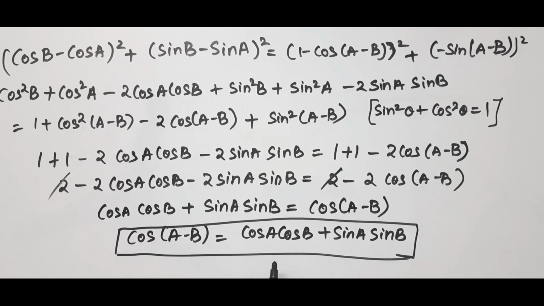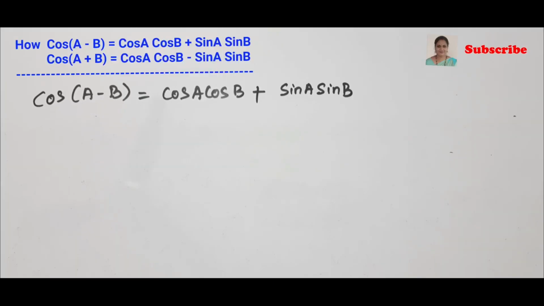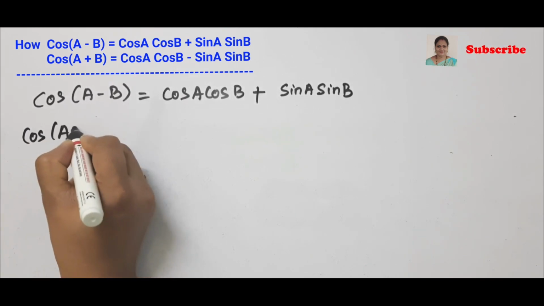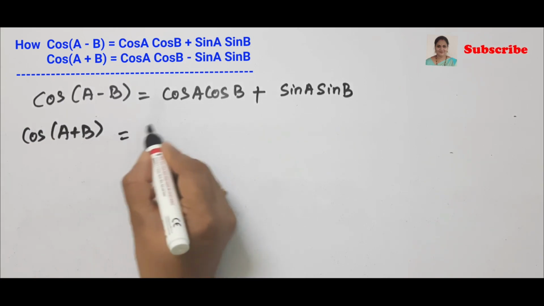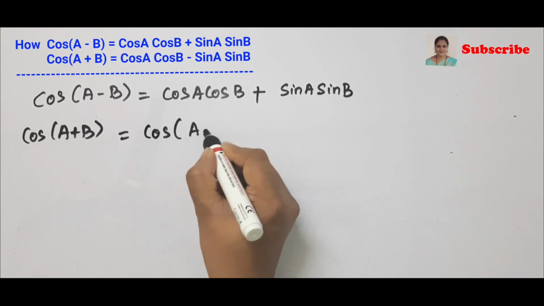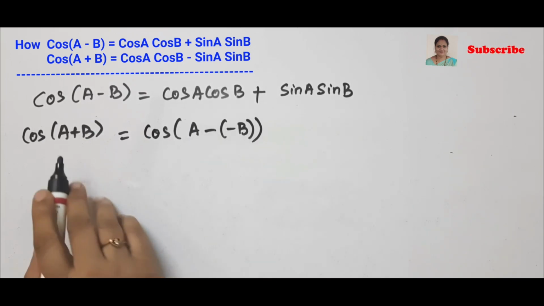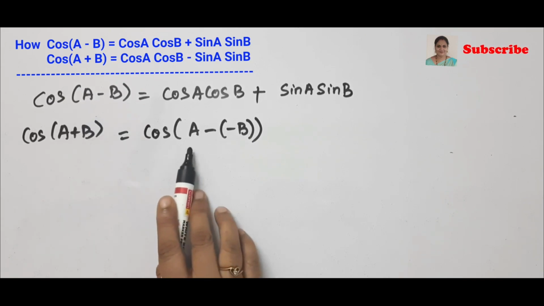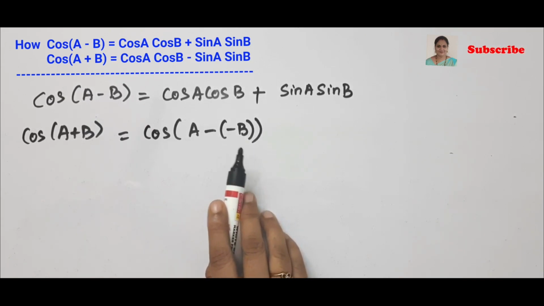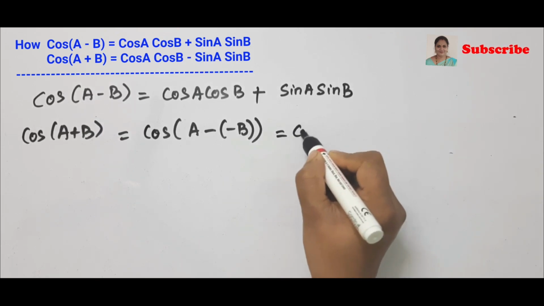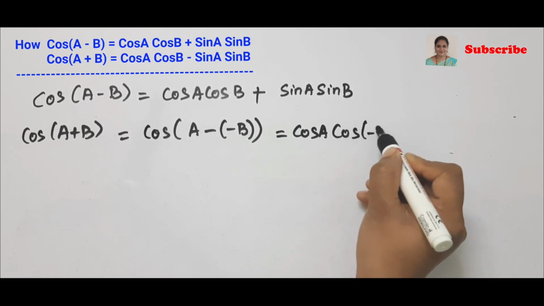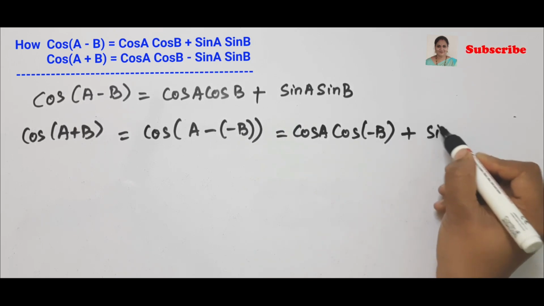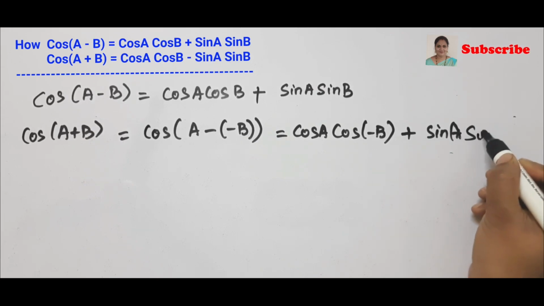Now using this, let us calculate cos of A plus B. We got cos of A minus B is equal to cos A cos B plus sin A sin B. This cos of A plus B can be written as cos of A minus of minus B. I have written this plus B as minus of minus B. Then this is quite similar to cos of A minus B. In place of A, here it is A. In place of B, here it is minus B. So using this formula, this becomes cos A cos of minus B plus sin A sin of minus B.